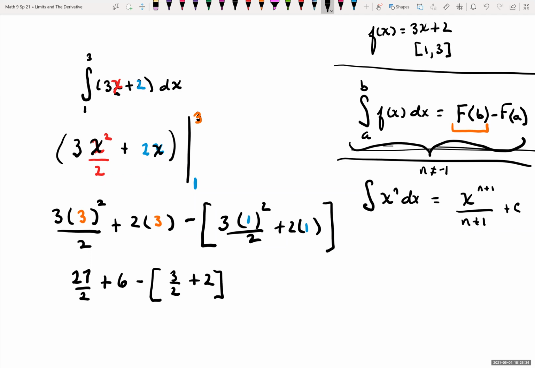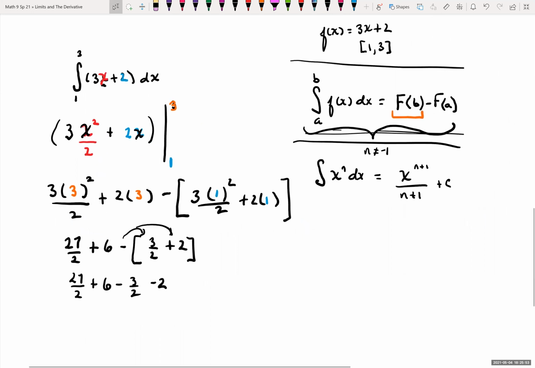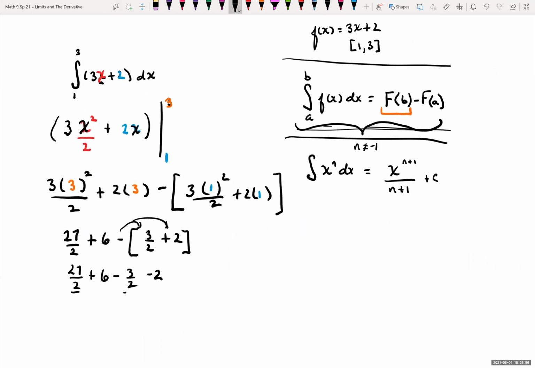So we can distribute our negative, or we can sum that first, but let's distribute. So we have 27/2 plus 6 minus 3/2 minus 2. So I'm going to combine the terms that have common denominators. So 27/2 minus 3/2 gives me 24/2. And I have a positive 6 minus 2, so that's plus 4. Well, 24/2 is 12, and 12 plus 4 equals 16.